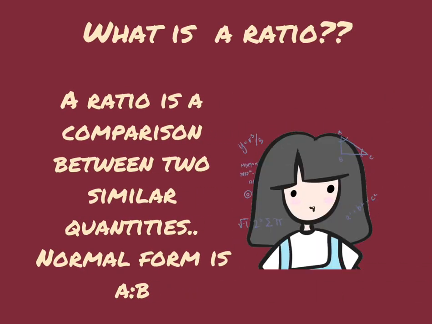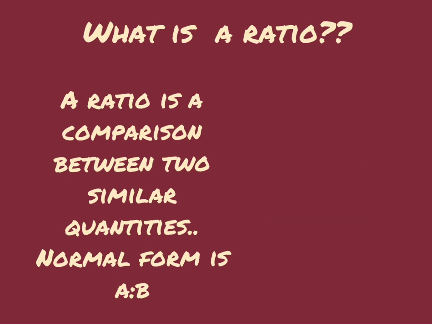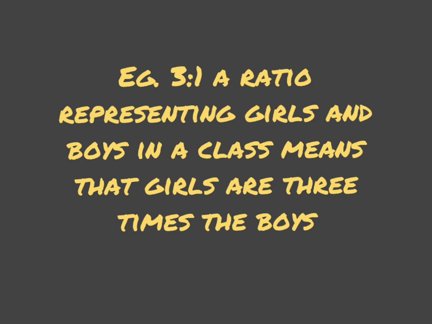A ratio is something that compares two similar quantities. For example, its normal form is A ratio B. It is the simplest form of any fraction. Let's take an example. 3 ratio 1, a ratio representing the number of girls in a class to the number of boys. The ratio represents that the girls are 3 times the number of boys. It means that for every one boy there are 3 girls in the class.